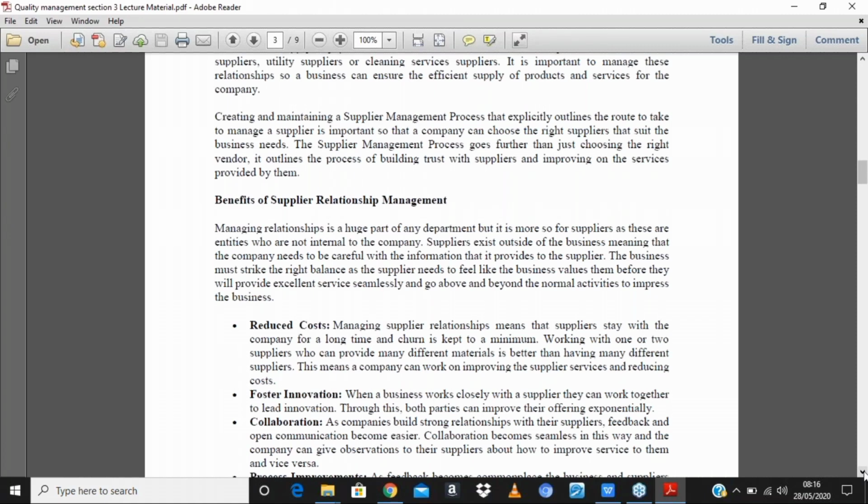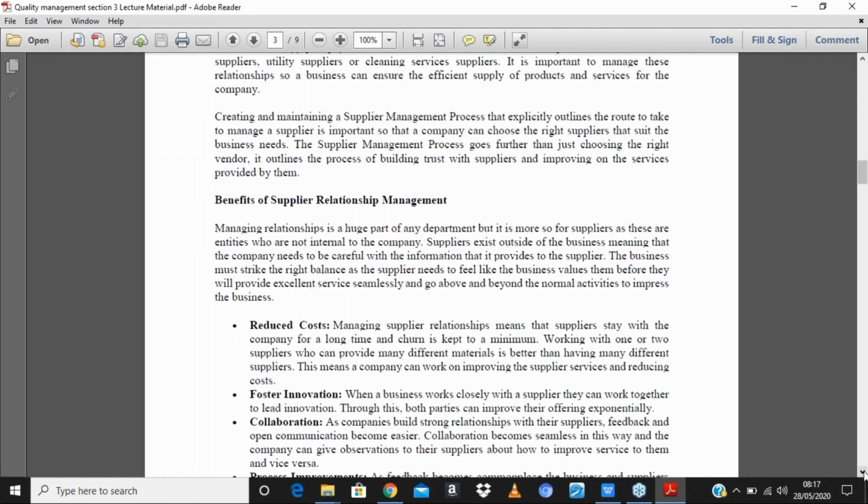So managing relationships is a huge part of any department, but it is more so for suppliers, as these are entities who are not internal to the company. Suppliers exist outside of the business, meaning that the company needs to be careful with the information that it provides to the supplier. The business must strike the right balance, as the supplier needs to feel like the business values them before they will provide excellent services seamlessly and go above and beyond normal activities to impress the business.